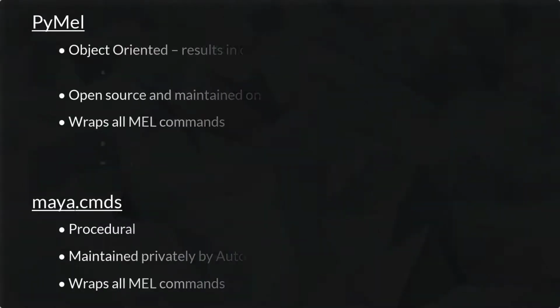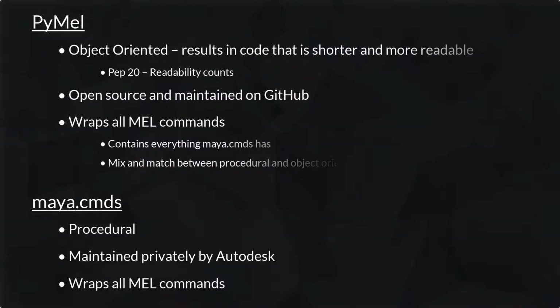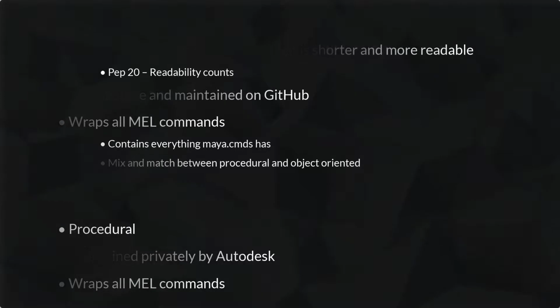PyMel is an object-oriented approach, so it results in code that is much shorter and readable. It's open source and maintained on GitHub. It wraps all the mel commands, so it contains everything that Maya commands has, so you can mix and match between the procedural and object-oriented approach. Maya commands is fully procedural, it's maintained privately by Autodesk, and it also wraps all the mel commands.